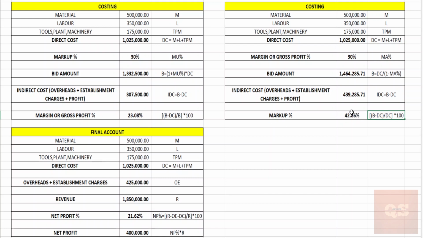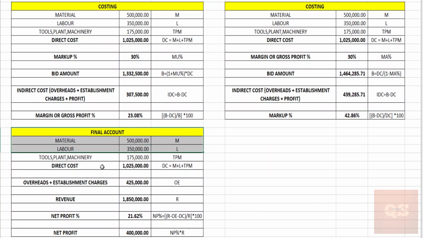So basically here, if you see 42.86% of your direct cost is what you're adding up to your direct cost to sell your project or your product. Margin or gross profit percentage is the percentage on your bid amount that you get after expending on your direct cost.